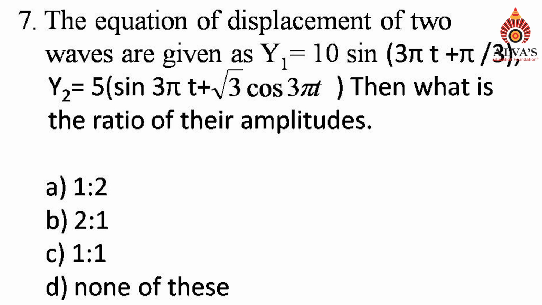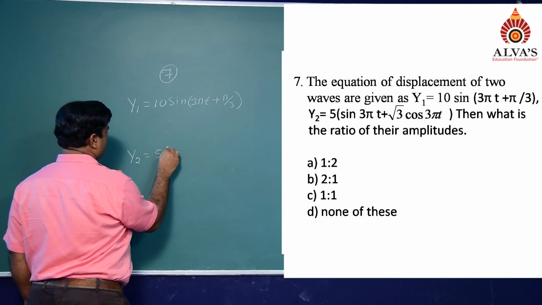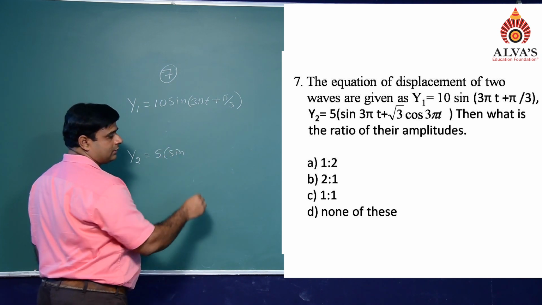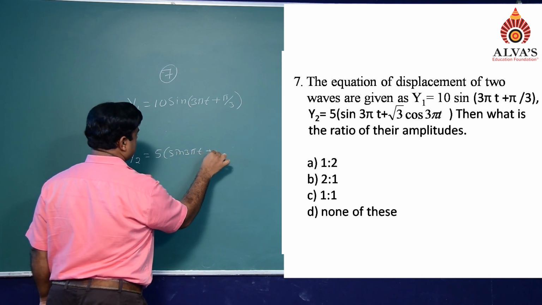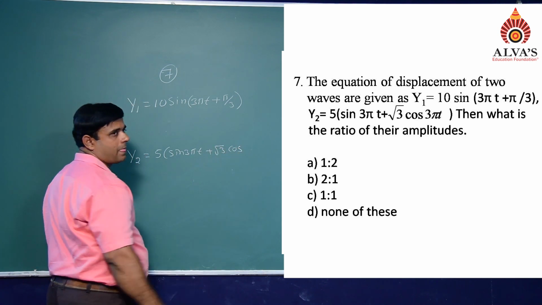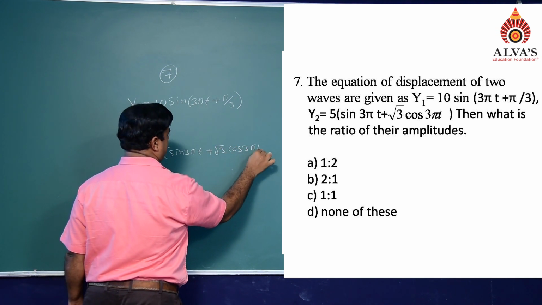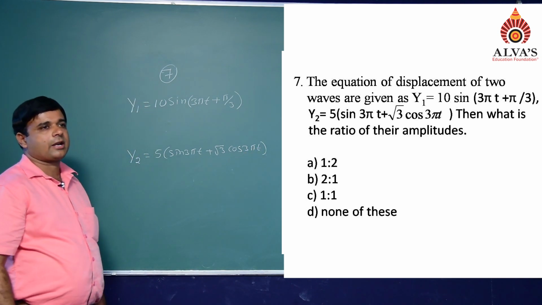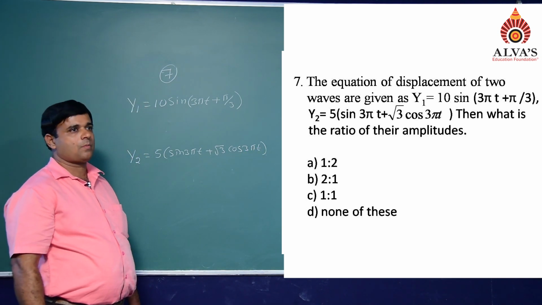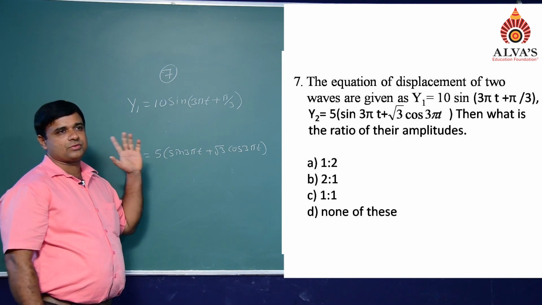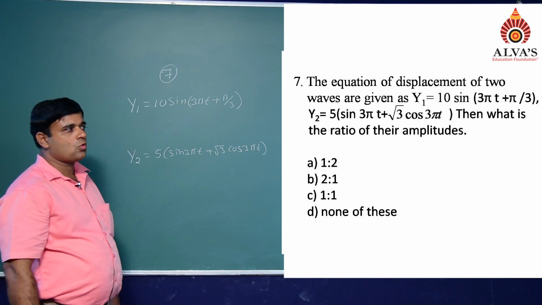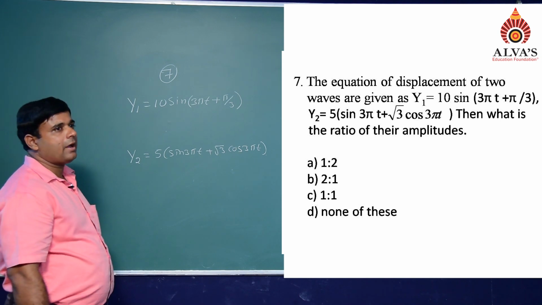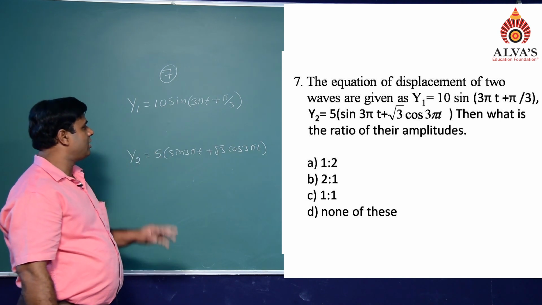The equations of displacement of two waves are given as y1 equal to 10 sin (3 pi t plus pi by 3) and y2 equal to 5 (sin 3 pi t plus root 3 cos 3 pi t). Then what is the ratio of their amplitudes? So, displacement of two waves are given, you have to calculate the ratio of their amplitudes. To compare the amplitudes, both should be in the same form.